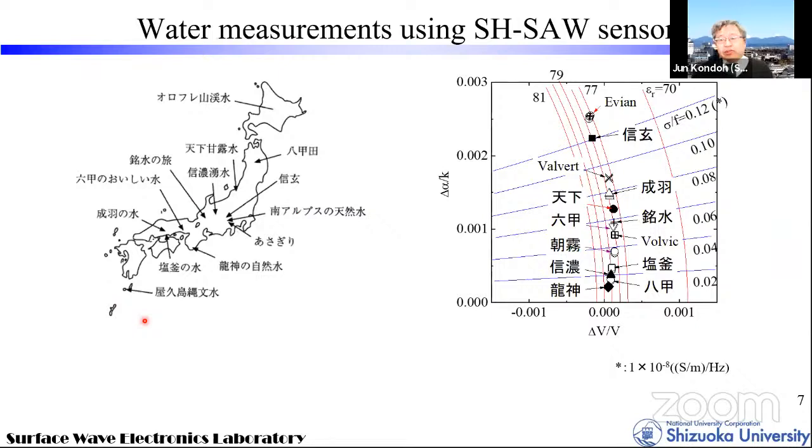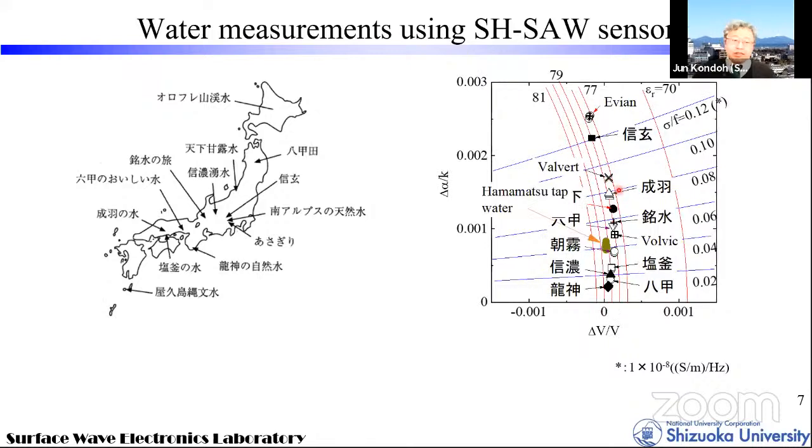First, let me show you the result of the water measurement using the SH-SAW sensor. The SH-SAW sensor can detect the conductivity and relative permittivity of the solution at the same time. The horizontal axis is the velocity change of the wave, and the vertical axis is the attenuation change of the wave. We measured several kinds of commercialized mineral water, these are Japanese water, and these are from Europe. And you can see that the SH-SAW sensor can detect the difference of the conductivity and permittivity of these samples.